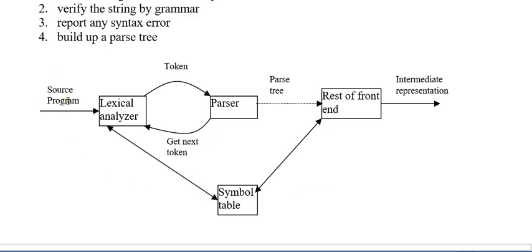First, we will have a source program which will go to the lexical analyzer and generate tokens. Then the parser requests the next token from the lexical analyzer, and the lexical analyzer sends the token to the parser. Then the parser will generate a parse tree, which is the rest of the front end, and then an intermediate representation. The rest of the front end and the lexical analyzer are connected with the symbol table. Symbol table is the table of symbols.